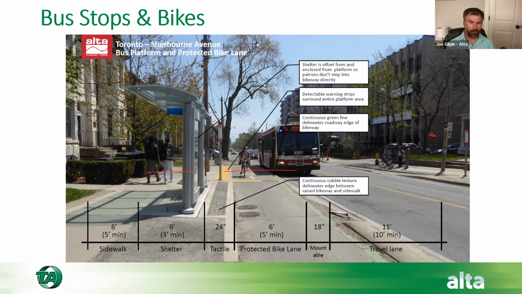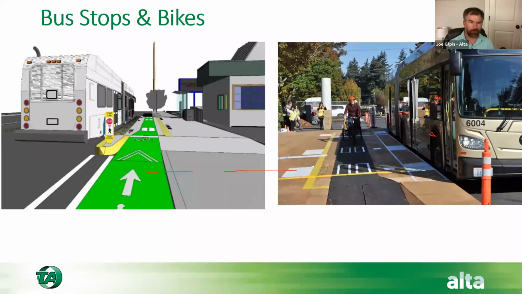So again, those are going to be goals that are very hard to reconcile with each other, particularly when you don't have a ton of space. So we went through a huge variety of stop designs, some of which would bring the bike lane all the way back and around the bus stop and all kinds of crazy things.